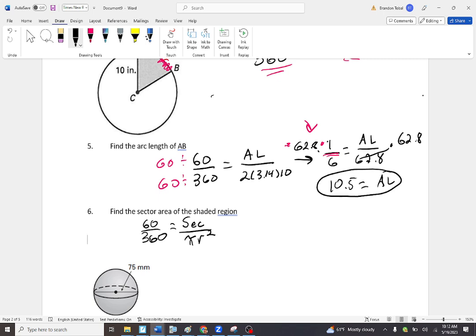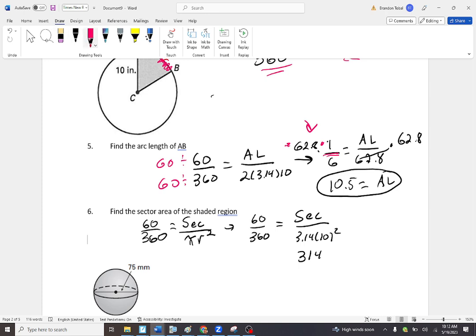All right. So 60 over 360 is your sector over pi r squared. But I know what pi is, and I know what r is, at least. So 60 over 360 equals, I don't know what the sector is, so I'm going to keep it SEC. And I'm going to do 3.14 times the radius, which is 10 squared. So this is going to be 314.